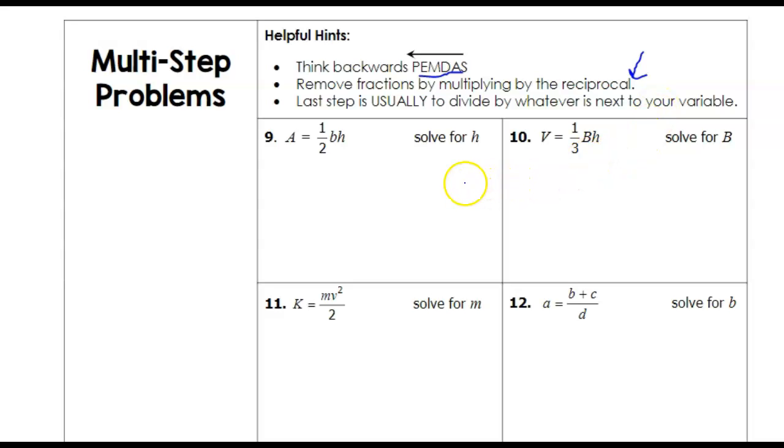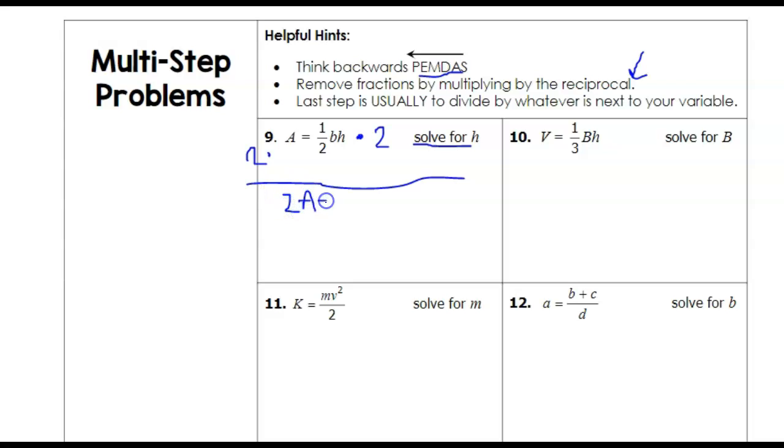So with that being said, guys, let's look at 9 and we'll look at 10 together, and I'll have you do 11 and 12 by yourself. If I look at number 9, guys, it tells me to solve for H. So I'm going to think PEMDAS backwards, okay? What's going to happen first is, because this is my fraction, I'm going to get rid of this 1 over 2. And because I'm dividing by 2, I'm going to do the inverse of that. I'll multiply both sides by 2. Let's get rid of that 1/2. Which means on the left side, I'll have a 2A.